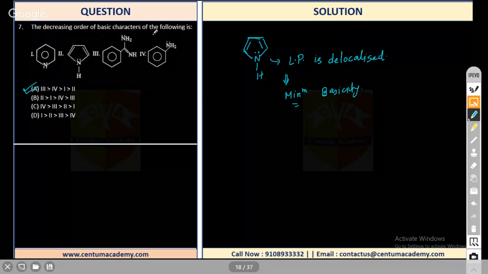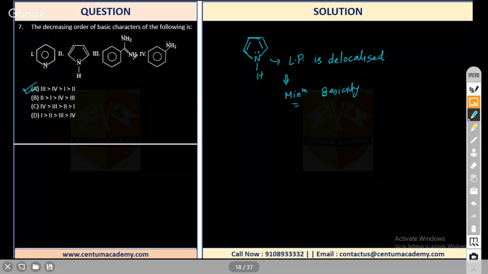And how is 1 less than 4? You see, this is pyridine, right? This is NH2. Actually, you see what happens if you compare these two. This one will be more basic than this. Okay. And similarly, if you compare one and third also, the third one is more basic than the first because it simply has two nitrogen atoms and both can donate lone pair of electron. Both have this capability of donating lone pair of electron.